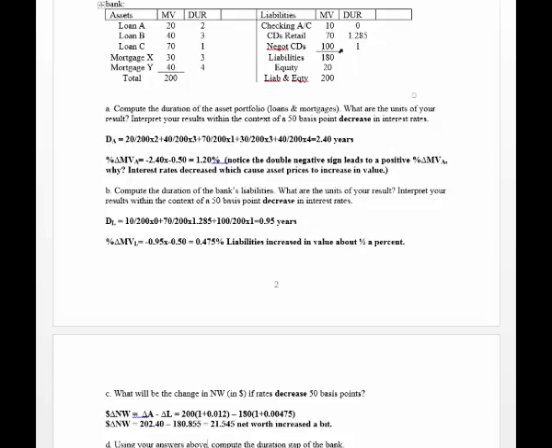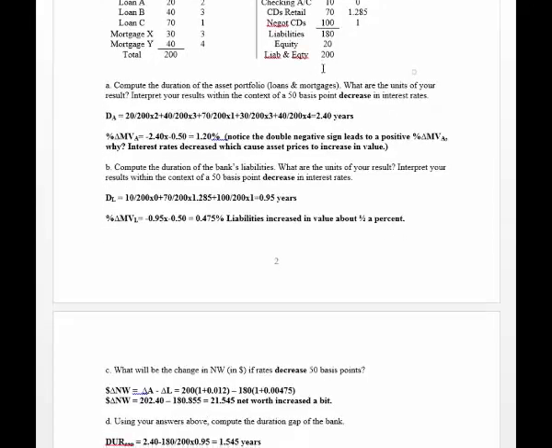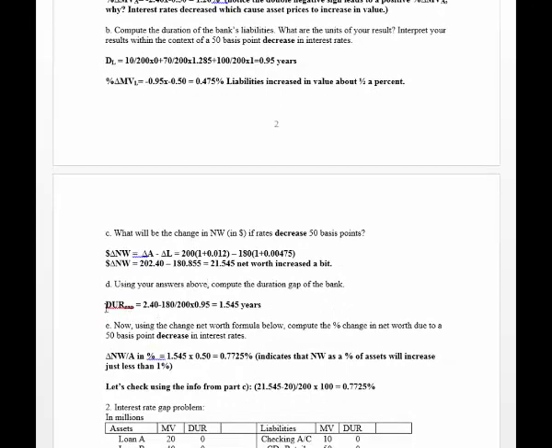So remember, when you have a duration gap, what it ultimately means is that when interest rates change, you're going to have a change in equity. If you had a 0 duration gap, your bank was perfectly hedged against interest rate risk. If interest rates change, your asset changes in dollars will offset perfectly your liability change in dollars, and there'll be no change in your equity or net worth. But we do have a gap, and it's measured right here. It's the 2.4 for the assets minus the weight of your liabilities relative to your assets times the duration of your liabilities, and that comes out to be 1.545 years. That's your duration gap.